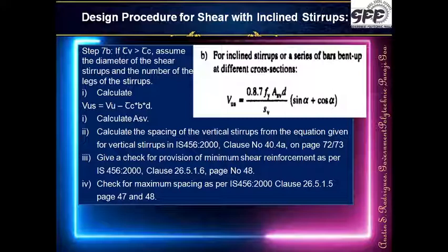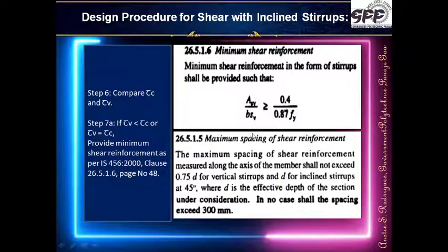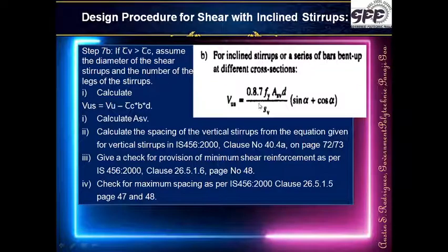Now this equation has been given on page number 73 of IS 456 2000. So this was clause 40.4a on page number 72-73. Once we have done this, as in the previous case, we give the check for provision of minimum shear reinforcement and the maximum spacing, what we have seen. So this has to be done even after doing this check.